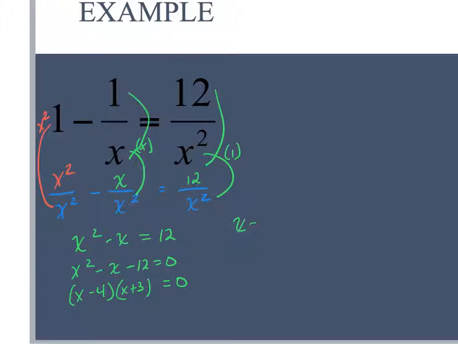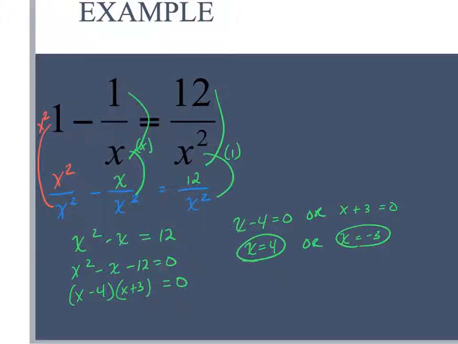So if x minus 4 equals 0, or x plus 3 equals 0, in this case x must equal 4 for this to be true, or x equals negative 3 for this to be true. Those are my possible answers.